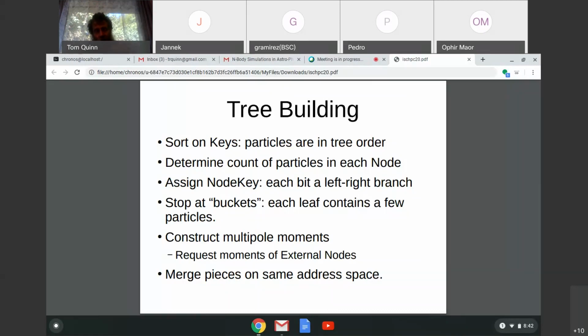And then from the bottom up, you construct multipole moments. So for each leaf node, you can calculate the mass moments within that node. And then you go up the tree, combining the mass moments to create the mass moments of the node above, and all the way up to the root. And this is all done if you're in the same address space. Then these nodes are merged so that every processor in an address space can use the same tree, saving considerable space, memory.